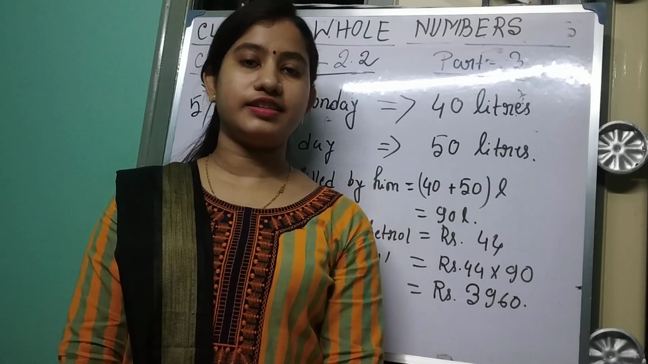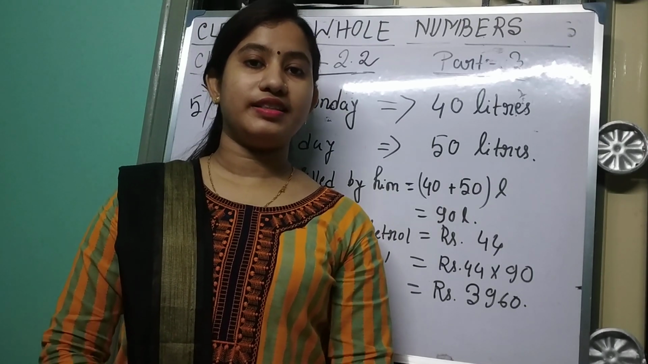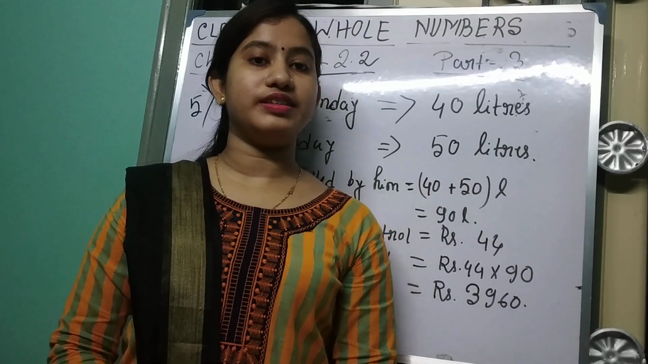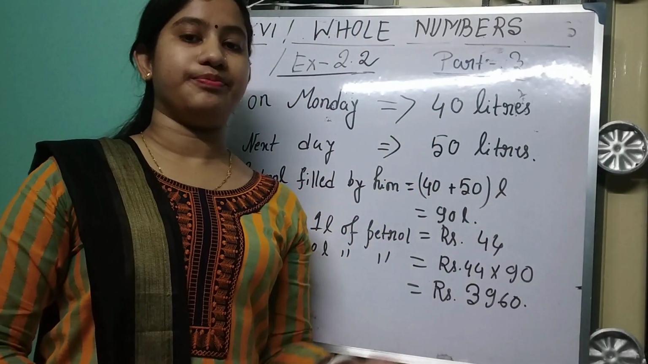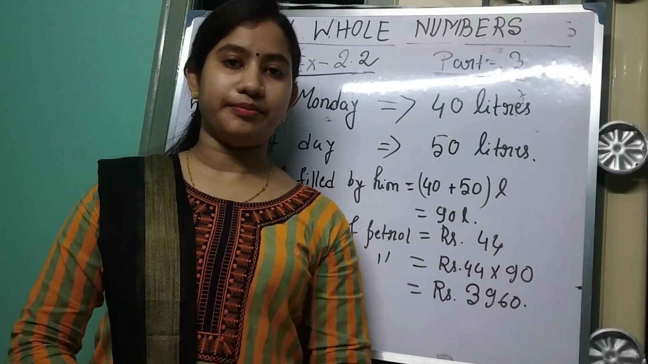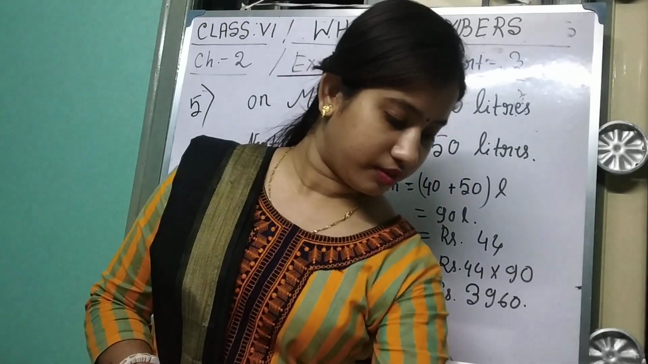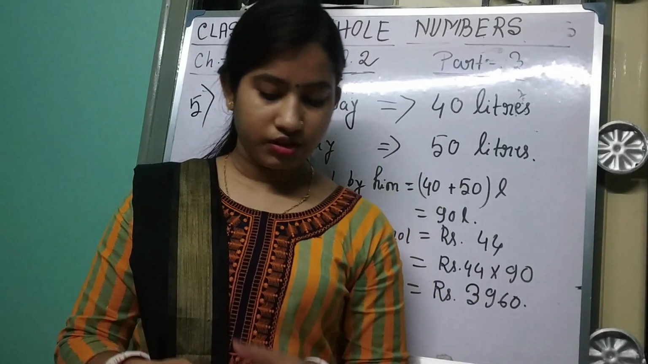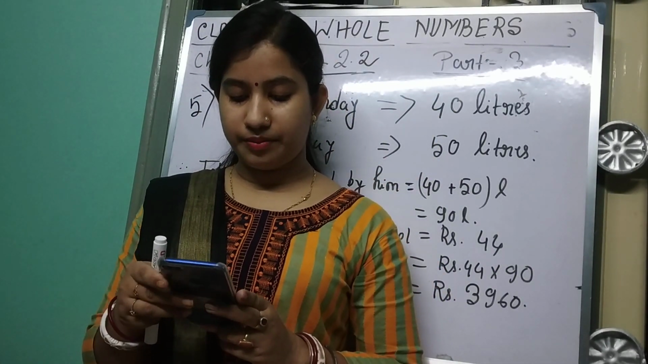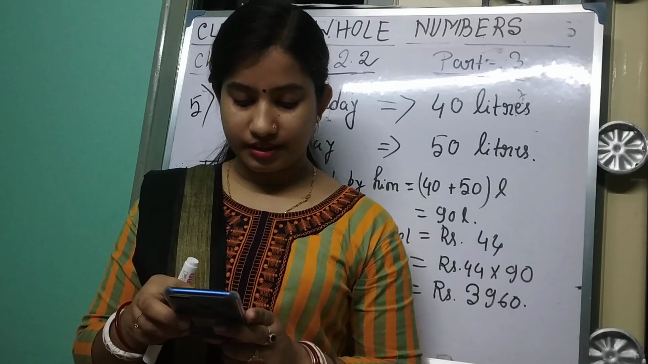Mathematics exercise number 2.2. This is the third class of this exercise, that means part 3 of the chapter Whole Numbers. Today we will start from math number 5.